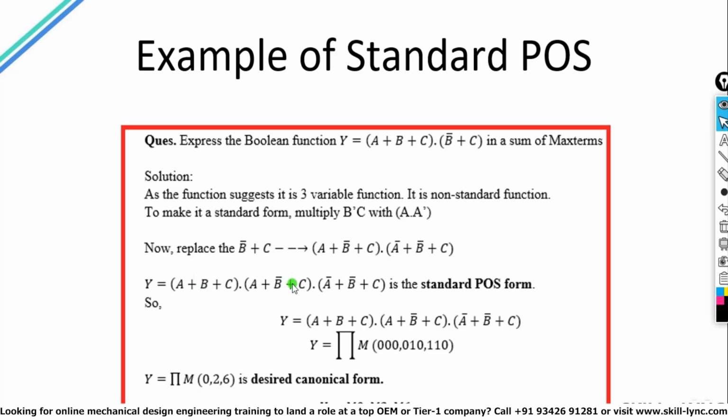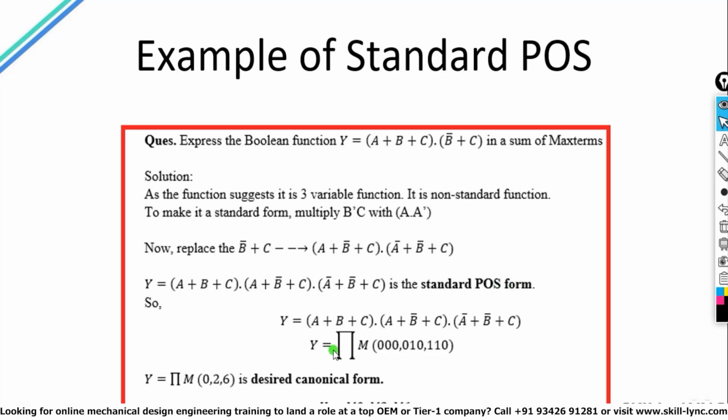Now you see that 3 terms are there, 1, 2, 3. Now we will check whether each and every term has all the variables or not. So here 1, 2, 3, A, B, C are there, A, B, C are there, A, B, C are there. We don't mind whether it is a complemented or uncomplemented form, but it should contain all the variables A, B and C. Okay, so this is a standard POS form.